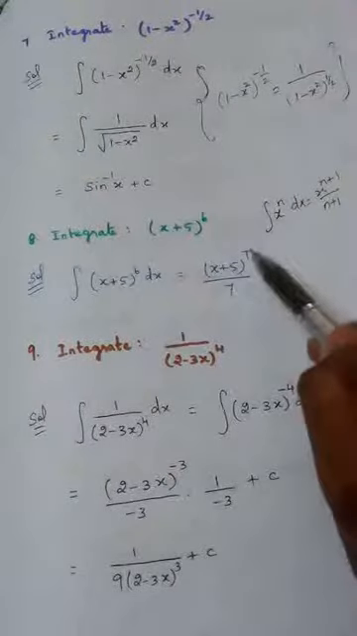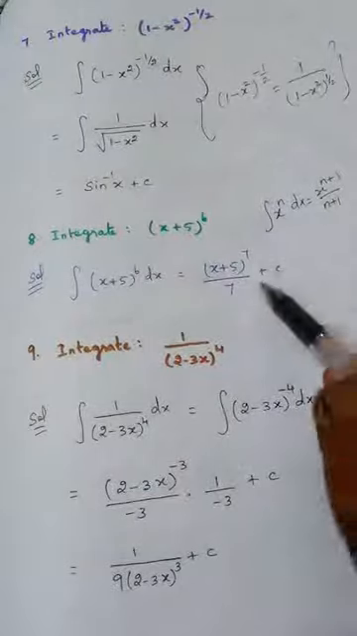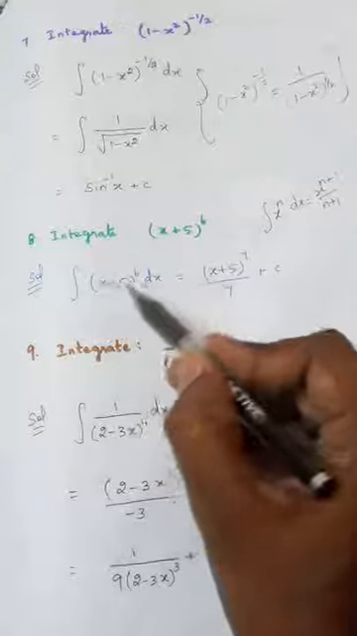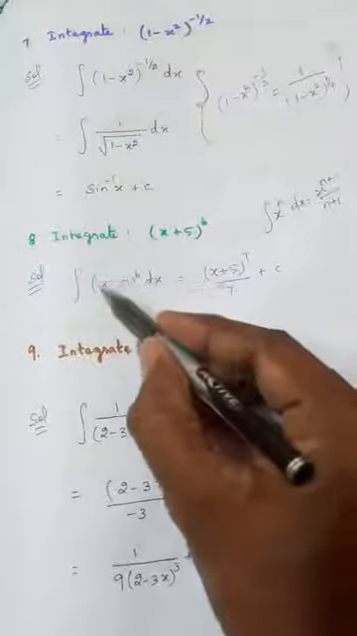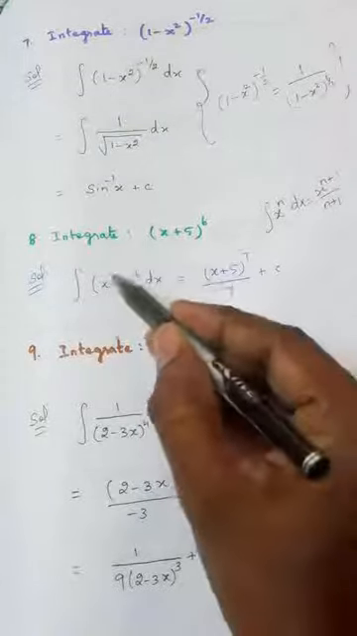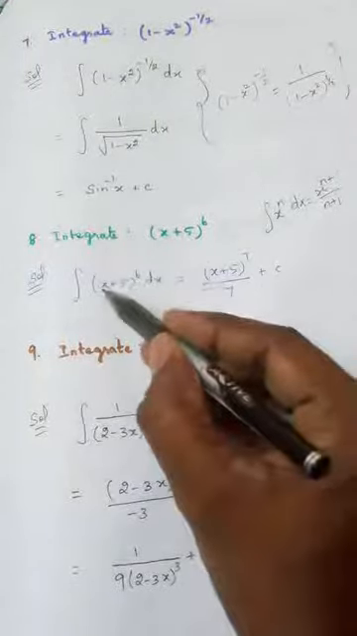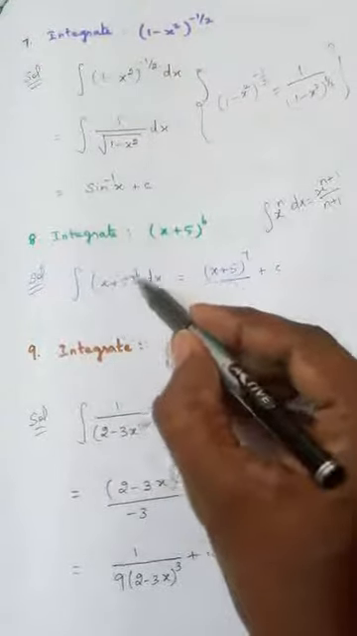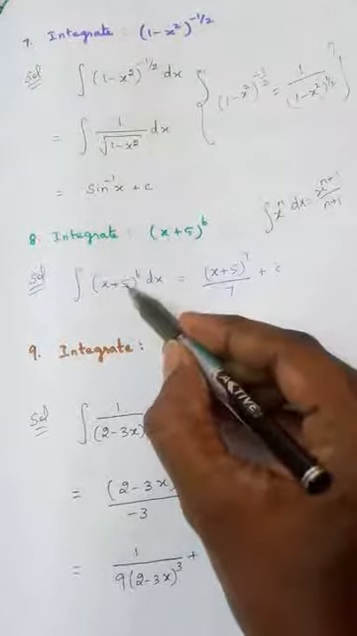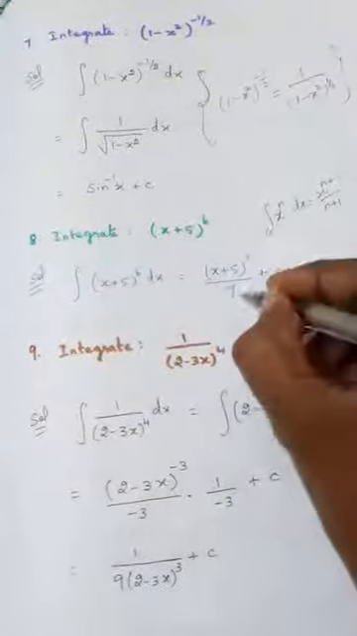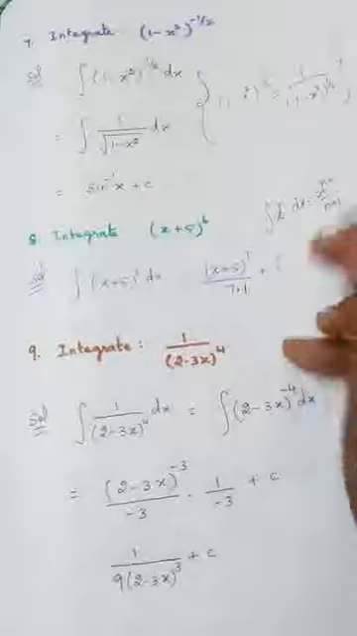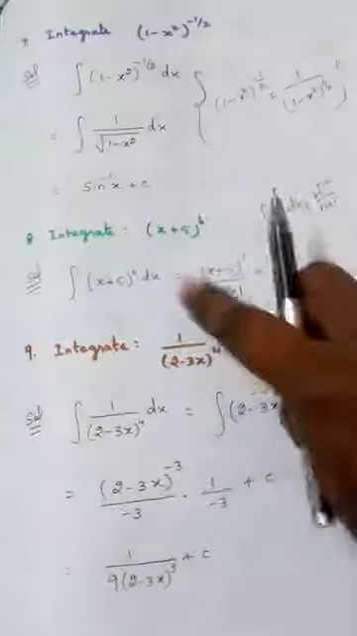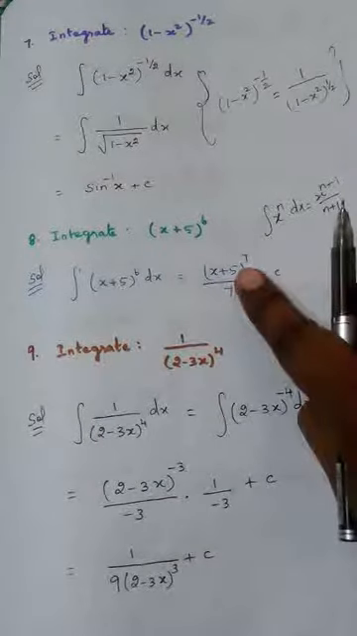So x power n plus 1, 6 plus 1 is 7, by 7, plus c. But since in place of x some other function is present, I should differentiate this once again. The same concept I told you in differential calculus also. If you differentiate this, what happens? When I differentiate x, the answer is 1. When I differentiate 5, the answer is 0. So only 1 remains, and I should write that 1 in the denominator. But in this sum, even if I write 1, there is no change in the answer, so I have not written that before.